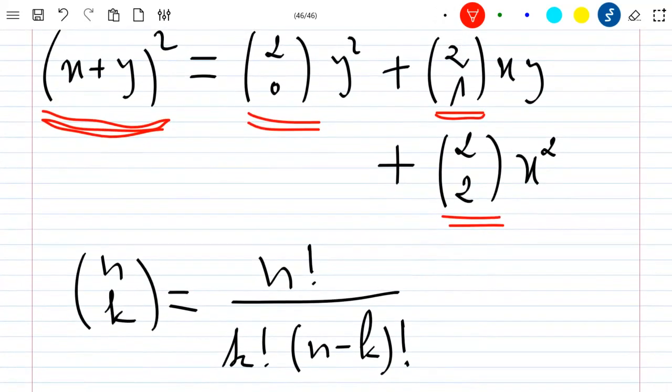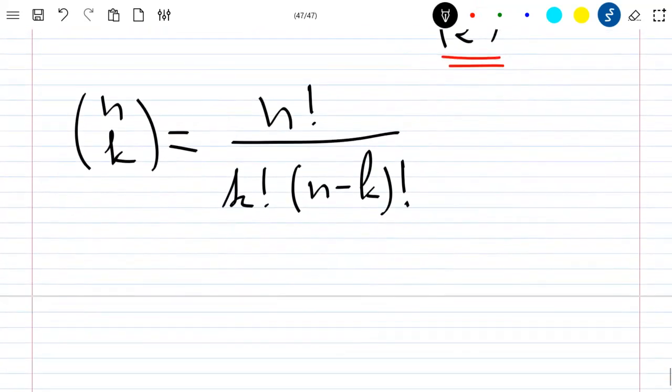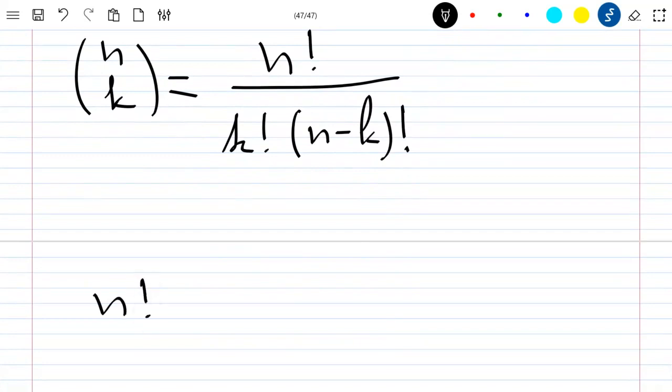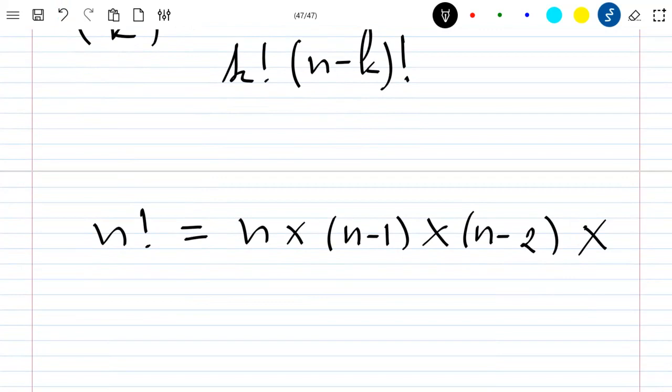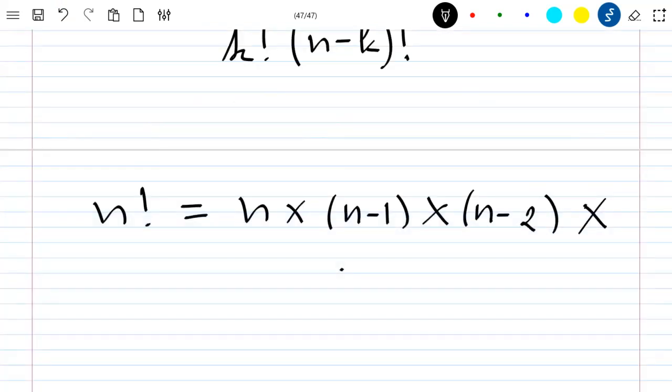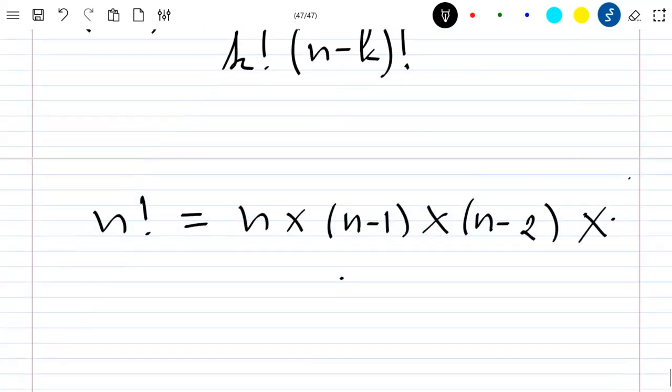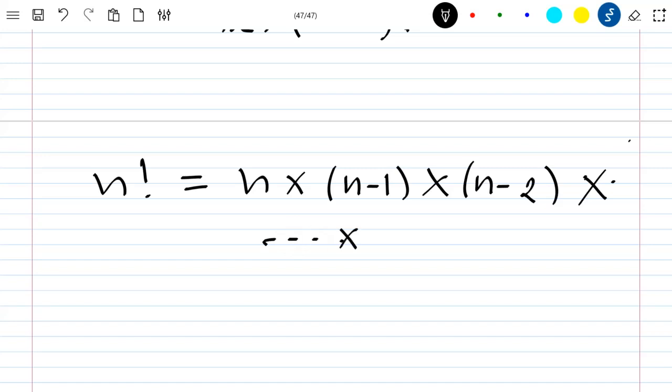So if you apply this formula, let me also recall that n factorial is in fact n times n minus 1 times n minus 2 times, it continues like this, times n minus (n minus 1), which is equal to 1.